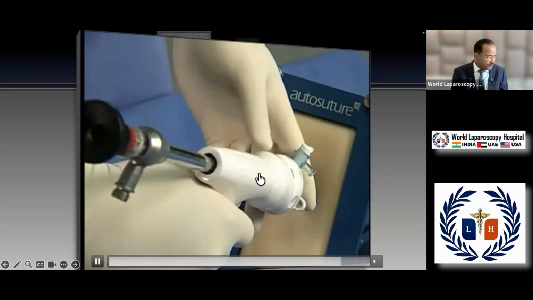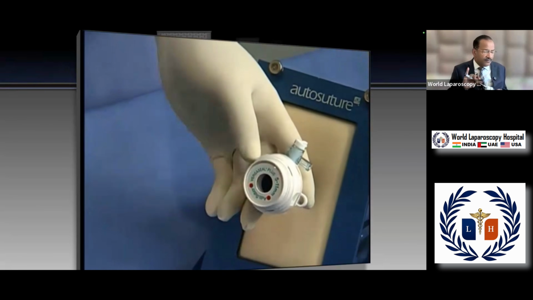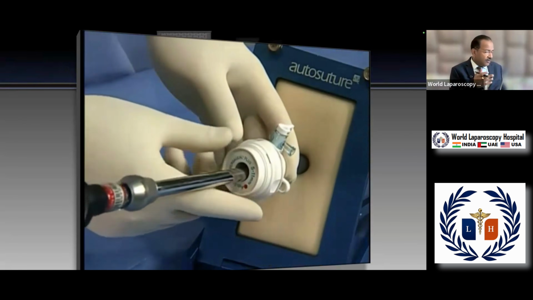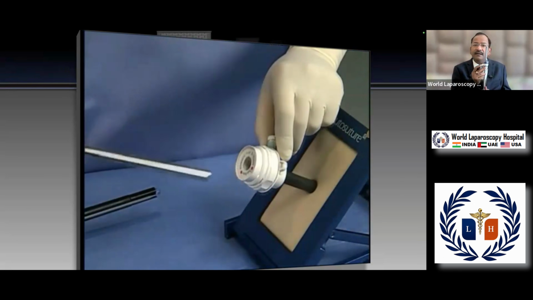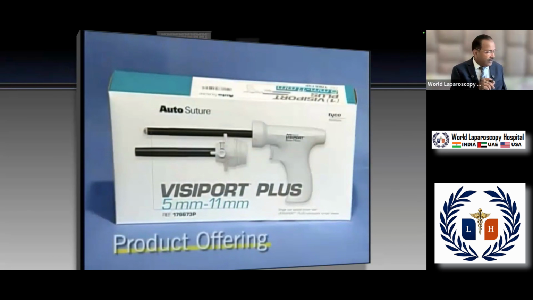So, this is called Visiport. Many companies are making these. These are from Ethicon, then Autosuture, then this is called Excel, Excel by Ethicon, they are also making it. This is also a Visiport. You can just drop the telescope inside here, and this telescope will enter. But these are called optical trocars.